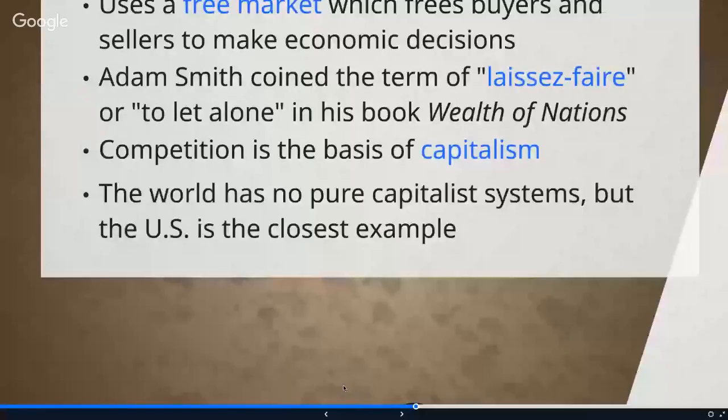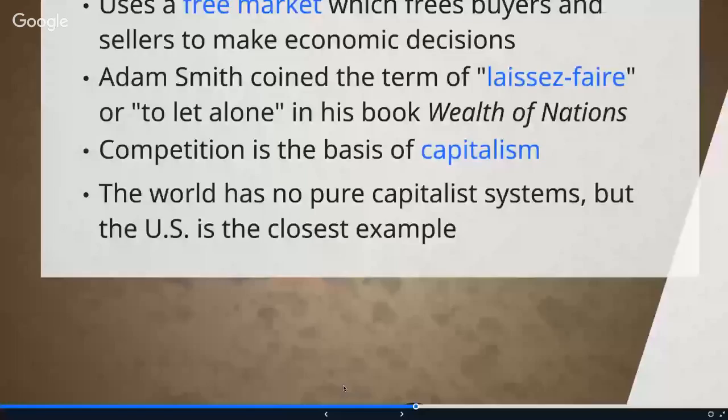Now, the world has no pure capitalism. There are no pure systems in the world. This is a pure market. But the United States is the closest example of pure capitalism. We have what's called a mixed market system. I'll explain a little bit in a minute, but it's basically let the market do its thing, but if you do something that's totally and completely unfair, step in and fix it. Does that make sense? So mixed market is exactly that. Let it go, but for the most part, step in only when it becomes an unfair system.